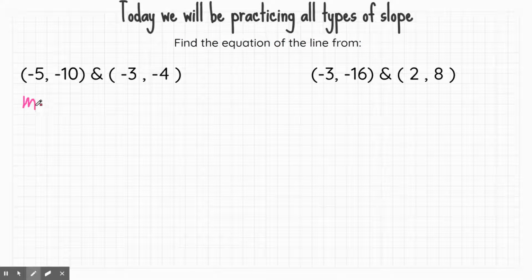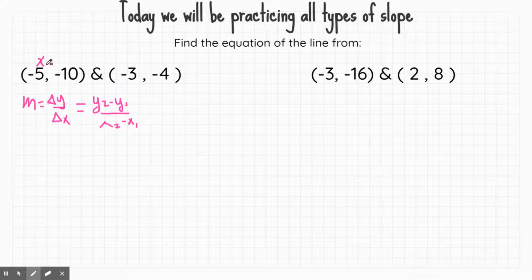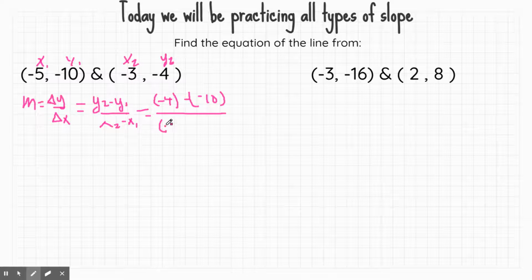Remember the formula for this is m equals the change in y over the change in x. In other words, we know that as y2 minus y1 over x2 minus x1, or rise over run. I'm going to go ahead and label my points x1, y1, x2, y2, and I'm going to plug in. Okay, -4 is my y2 minus -10, which is my y1. Then I have -3, which is my x2, minus -5, which is my x1.